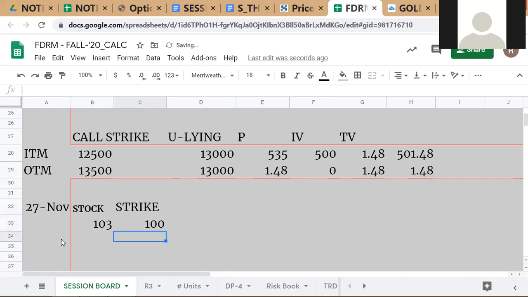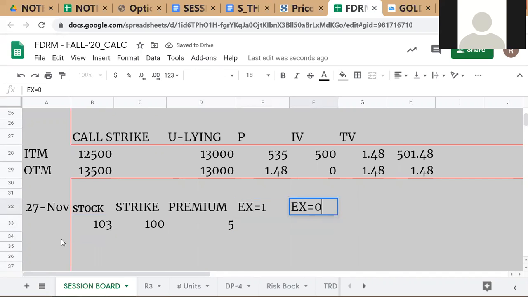okay, strike is 100 and premium is $5, okay? So if you exercise, in this case, exercise and don't exercise, EX equal to 1 and EX equal to 0, okay? So 1, 0, you guys are aware of the computer science hardware concept, how information is stored in computers, 1 and 0. So the statement is true, then we put 1, okay? And so this is if you exercise, and here it's if you don't exercise. So if I exercise, how much money do I make?